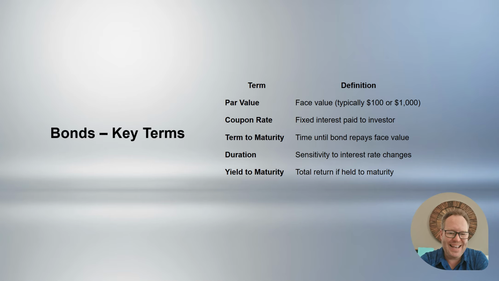Term to maturity has to deal with the time until a bond repays its face value. So a bond might be bought. It is a 4-year bond. That means there are 4 years as term to maturity. It doesn't come due. It isn't repaid by the corporation or the government until the maturity date. So that's considered the term to maturity.